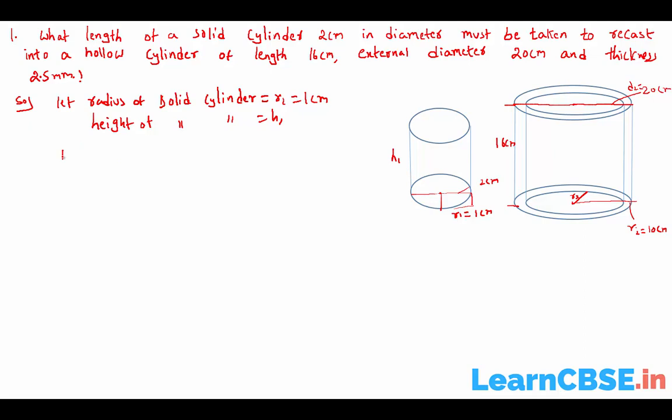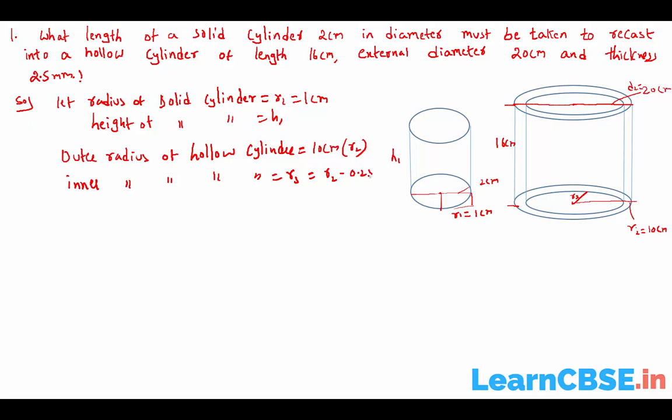Now the outer radius of the hollow cylinder equals 10 centimeters, which is r2. Inner radius of the hollow cylinder, that equals r3, equals outer radius minus thickness. Here given 2.5 mm is 0.25 centimeters. That means 10 minus 0.25, you will get 9.75 centimeters inner radius.